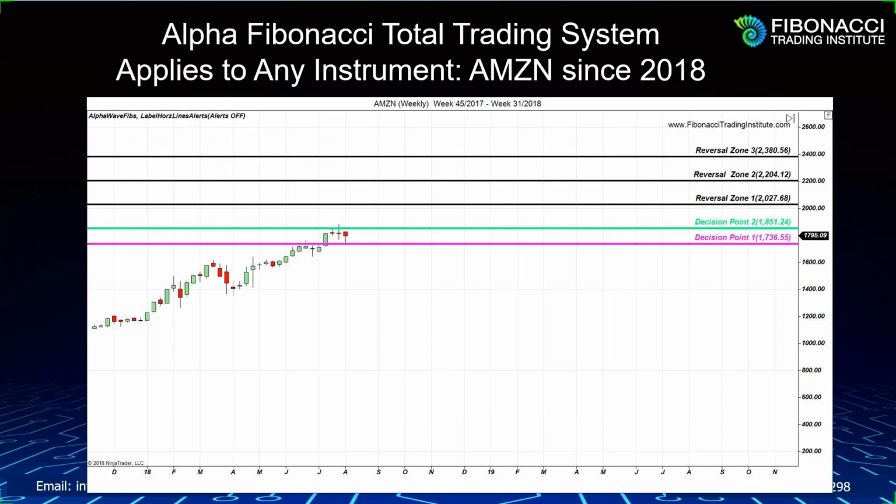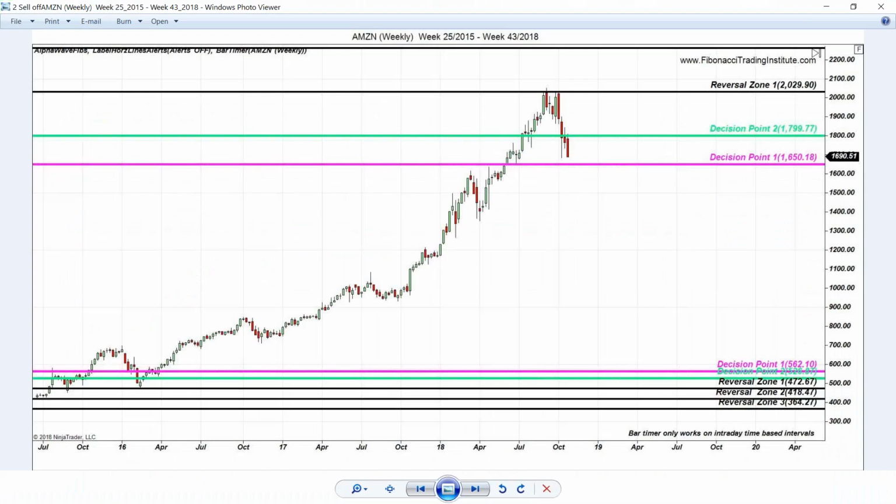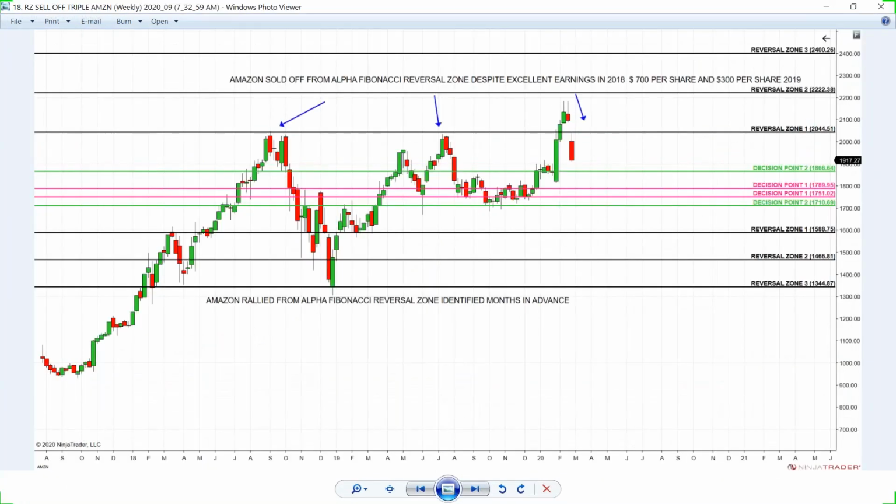Amazon with the Alpha Fibonacci system since 2018. You see many months ahead where Amazon will sell off from. Despite excellent earnings, Amazon sold off more than $700 per share. And this continues for the next 2 years from the 2000 level on Amazon. And you knew this since 2017. This is your investment position.